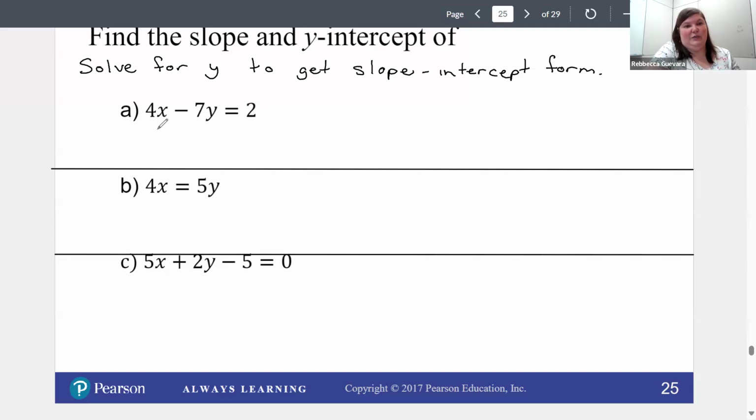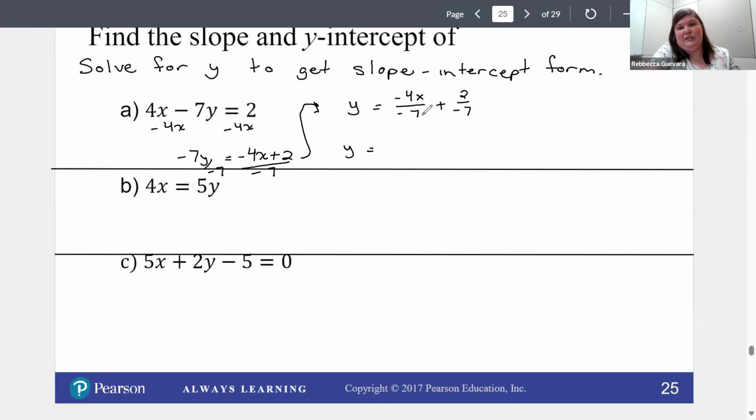So if I take this one and I solve for y, we're going to have to subtract -4x from both sides, which is going to leave me with a -7y. If you want, you can make it -4x plus 2. You can write 2 minus 4x. But at this point, we have to divide everything by -7. So after I do that, I'm left with y equals -4x over -7 plus 2 over -7.